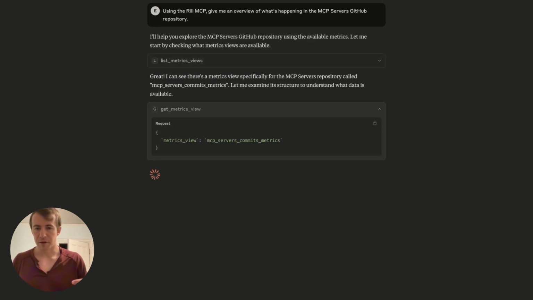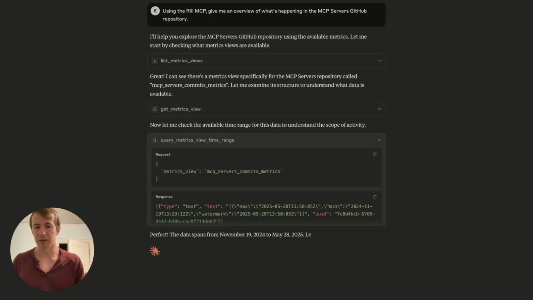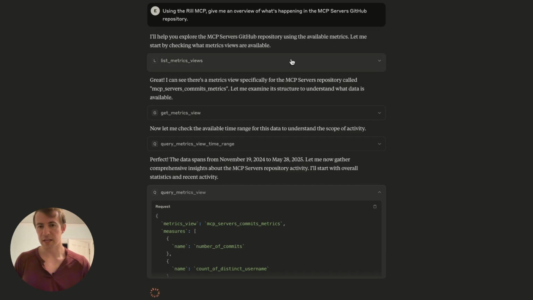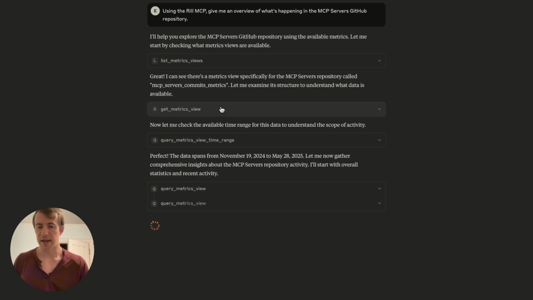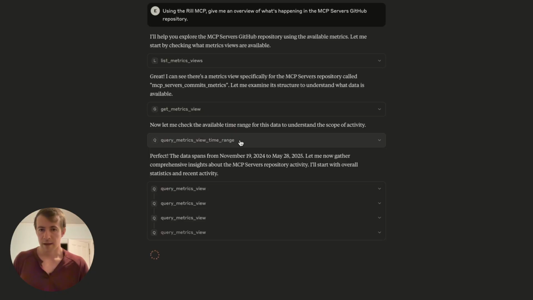So Claude is going through an analysis loop here that it's doing because we've prompted it so in the MCP server. It's understanding what data is available to it. It's listing out the Rill metrics views. It's getting specific measures and dimensions for the target metrics view. Here, the one of interest is this one about the MCP server's GitHub commits. It's understanding the time range of the data set, and now it's running through a bunch of different queries to understand this data set better.